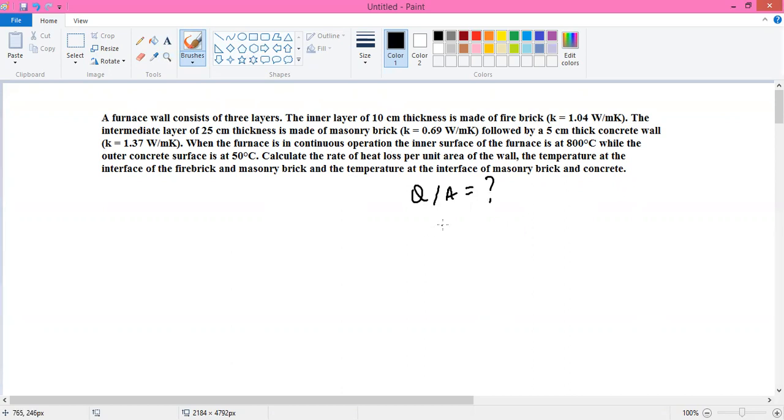Then we find out the temperatures at the various elements. We have already seen three types of elements in the composite wall. This problem is also given with three elements. So first we draw the picture of the three elements.